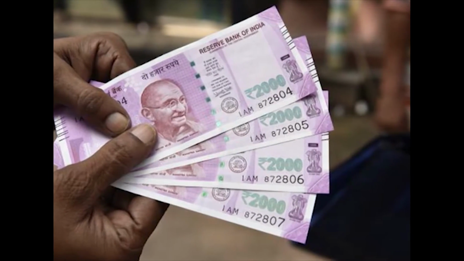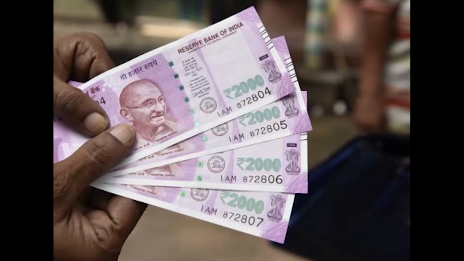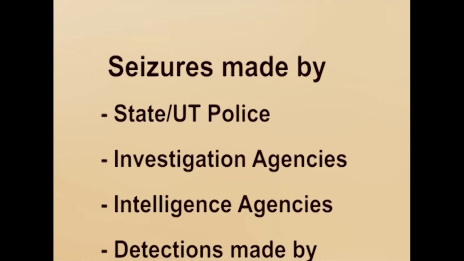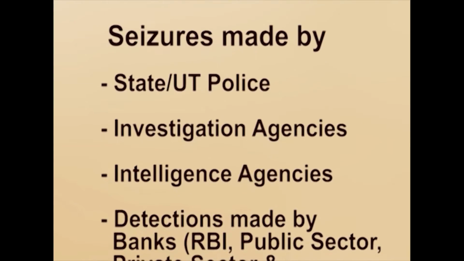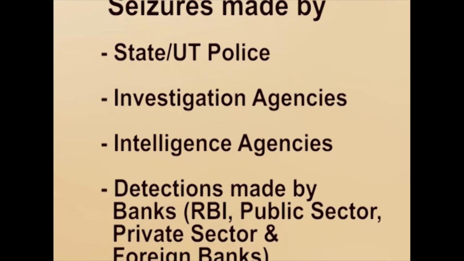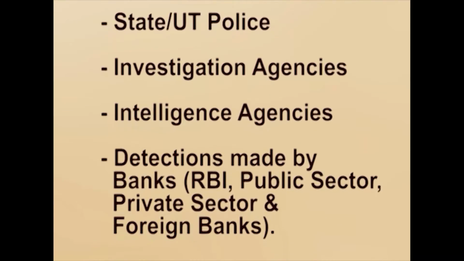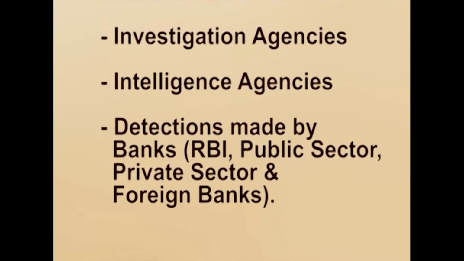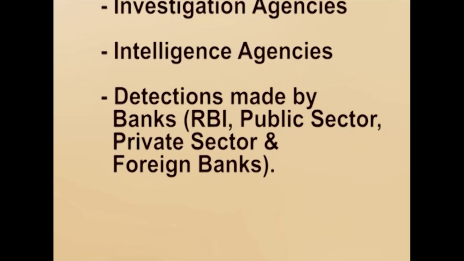Fake Indian Currency Note System, FICN. It is an online system for compilation of fake Indian currency data. Police, banks, investigating agencies, other intelligence agencies and ministries are stakeholders of this system. NCRB created a national level database and developed and deployed web-enabled software for online recording and reporting of fake Indian currency notes. Seizures made by state and union territory police, investigation agencies, intelligence agencies, and detections made by banks, RBI, public sector banks, private sector banks, and even foreign banks.